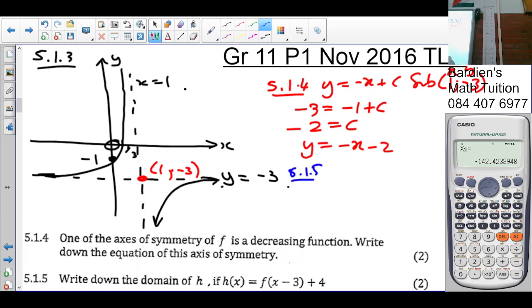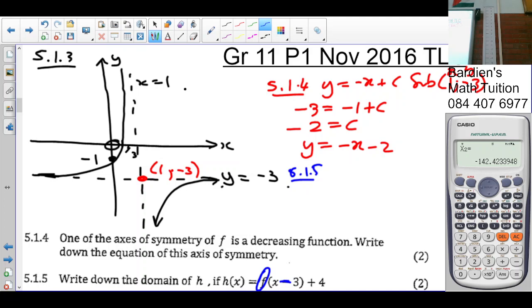What is the domain of f of x? What is domain firstly? All possible x values. So what is the domain as it stands here? X is an element of all real numbers, yes, and x cannot be equal to 1. But what effect does this minus 3 have on this graph?